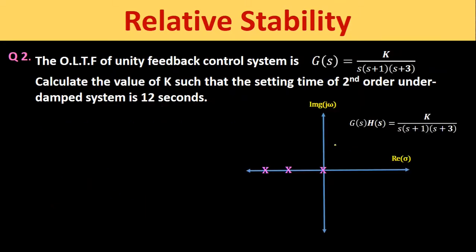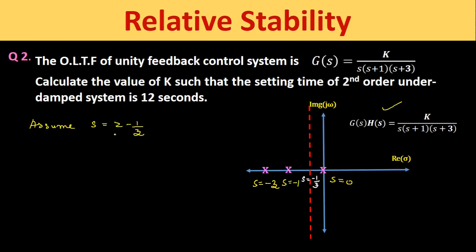Now if we draw the pole zero plot of this open loop transfer function G(s) H(s) is equal to K divided by s into (s plus 1) into (s plus 3), then we will get one pole at s is equal to 0, one pole at s is equal to minus 1 and one pole at s is equal to minus 3. Now if we draw our new axis at s is equal to minus 1 by 3 like this, we can see that this system becomes marginally stable.